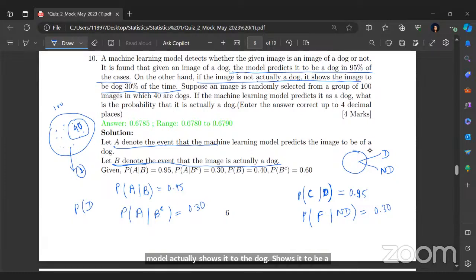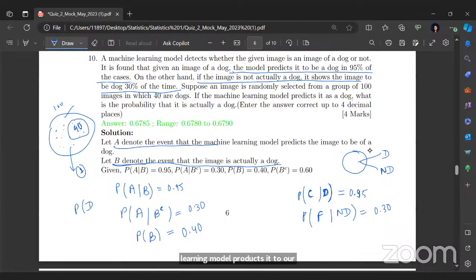Now, what is the probability of B? Probability of B is the probability of the event that the image is actually a dog. That is 40%. Out of 100 images, 40 images are of dogs. So the probability of B, the event that the image is actually a dog, is 0.40, right?